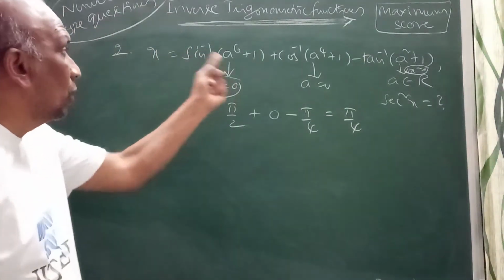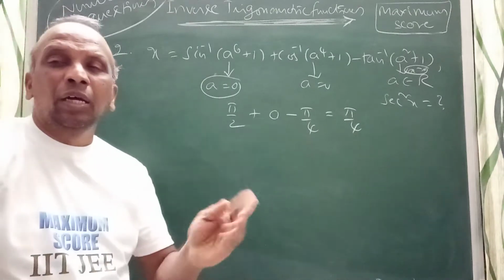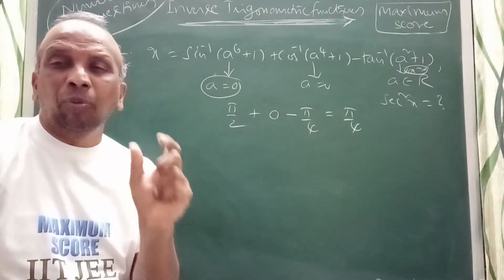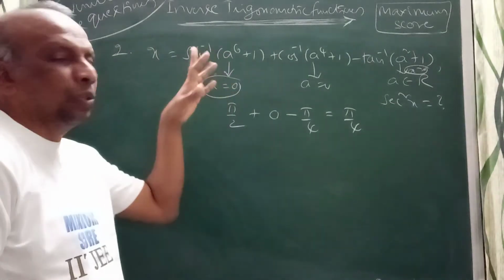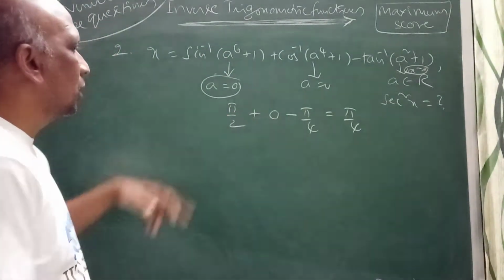Understood that this is possible when a equal to 0 is possible. Why? Because sin inverse is defined in the closed interval minus 1 comma 1. Since this is positive, definitely a should be 0. Then only we can define this. So you can substitute this x value.